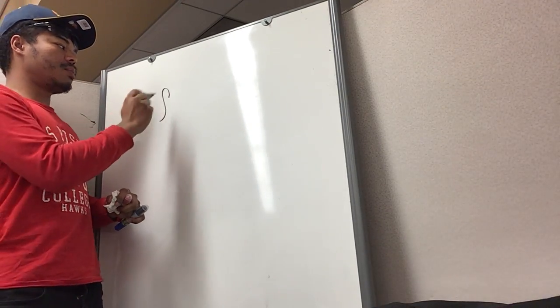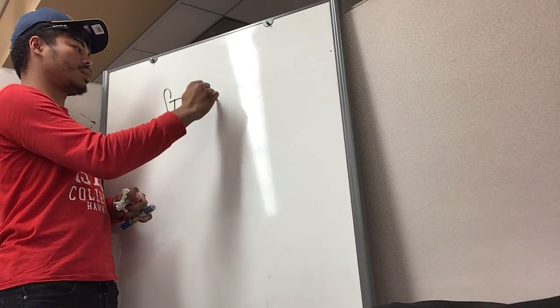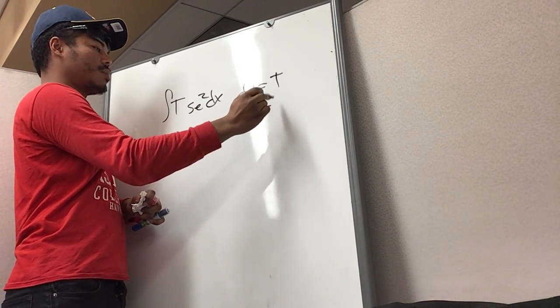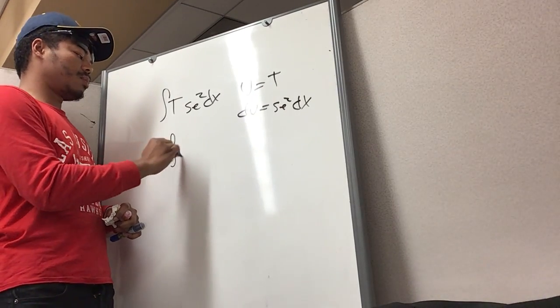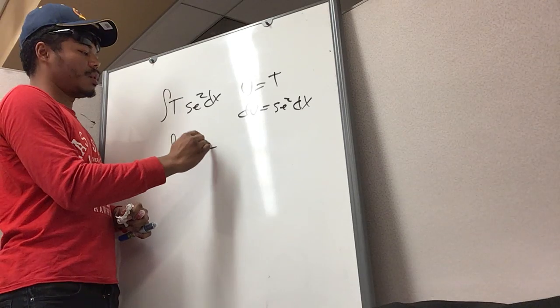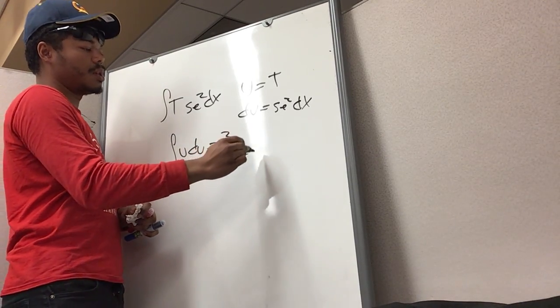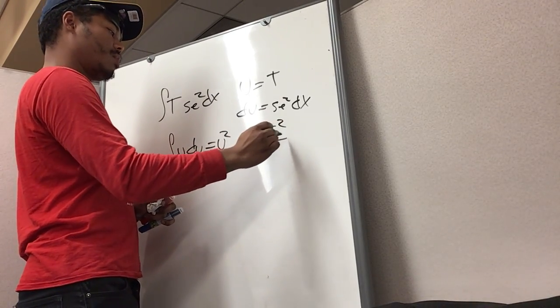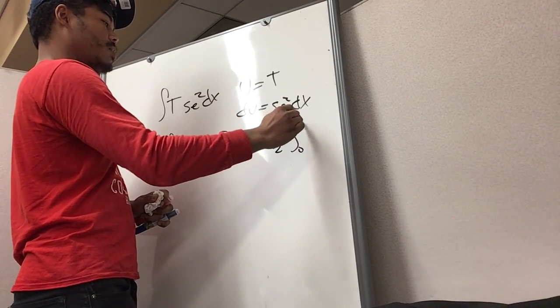So, integral of tan secant squared dx. u equals tangent, du equals secant squared dx. So we have integral u du equals u squared over 2 plus c, which equals tangent squared over 2 evaluated from 0 to pi over 4, which equals 1/2.